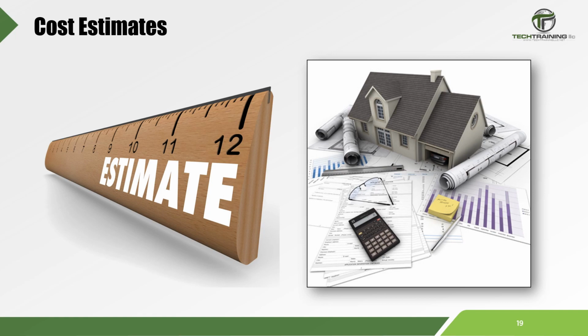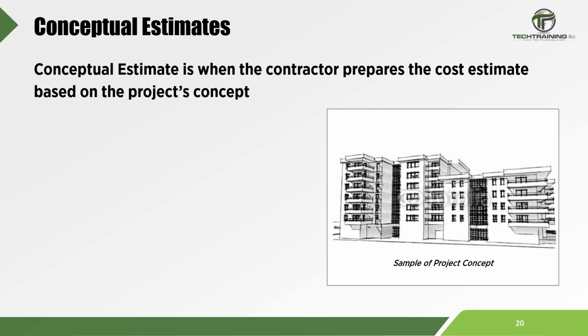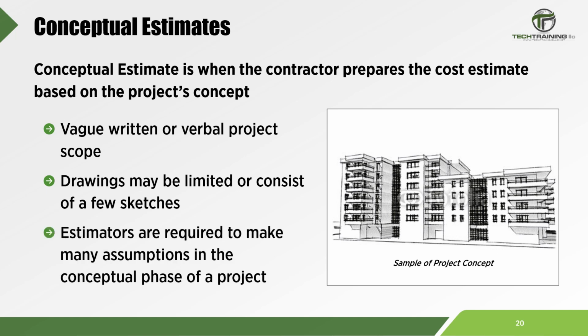This historical data will be used in a conceptual estimate. A conceptual estimate is based on a project's concept. At this point in the project cycle, all that may be available is a vague verbal or written description of the project scope. Typically, drawings are not available or are limited to a few sketches. When this type of estimate is required, it is known as a conceptual estimate, and it requires the estimator to make assumptions regarding almost every aspect of the project.